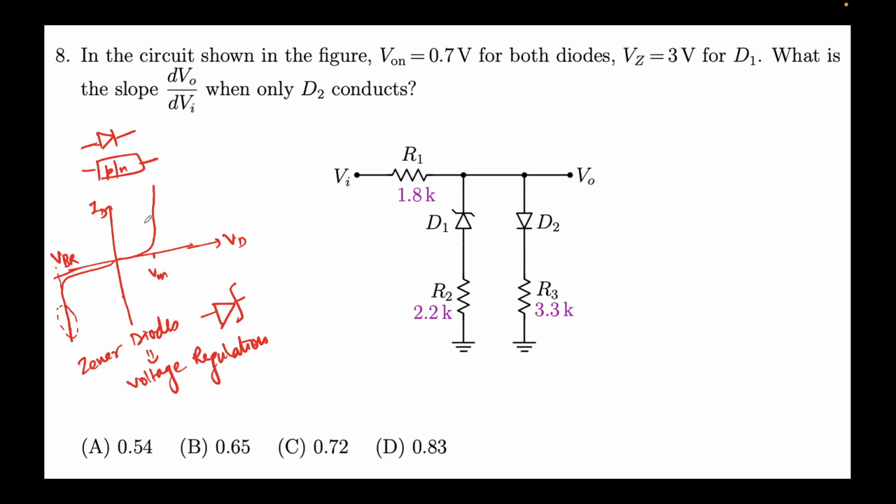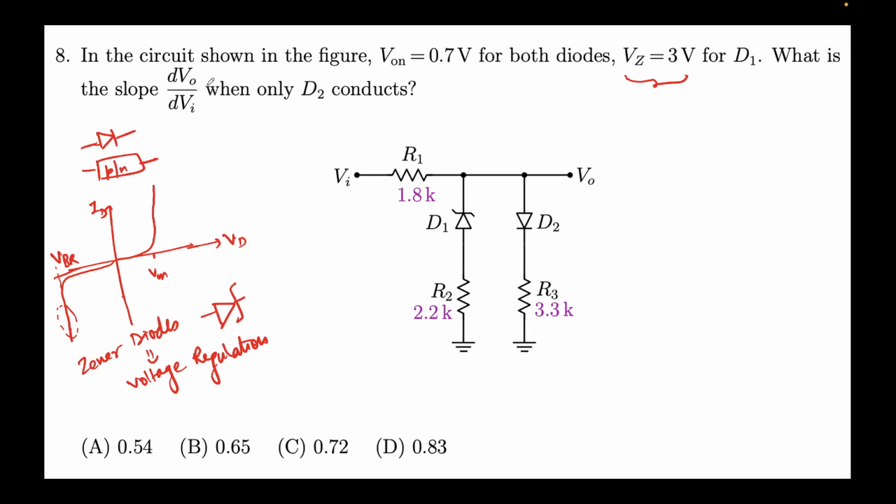Now this is the theory part. Let's apply this knowledge to this problem. What the question says, V on is 0.7 volts for both diodes, and this breakdown that I'm showing is also sometimes referred to as Vz. So Vz is 3 volts. Usually breakdown for normal diodes is maybe 100 volts, 70, 80, or maybe 200, depending on how it was fabricated. But for Zener diodes, this voltage is very low. In this case, it's only 3 volts. So this is a Zener diode D1, and its Zener voltage is 3 volts.